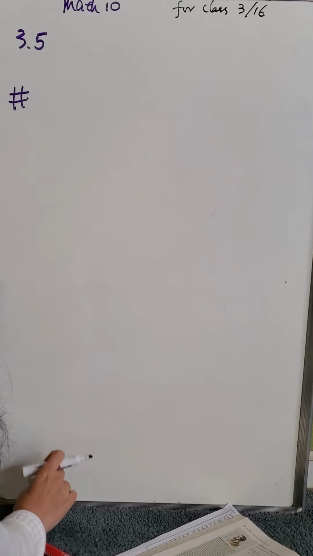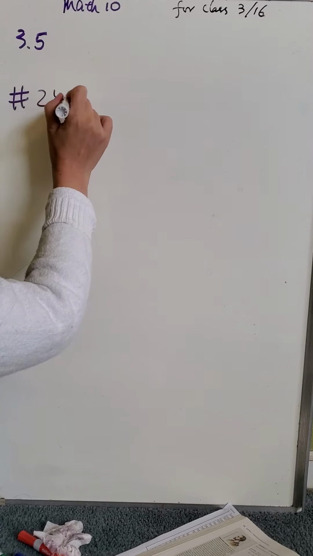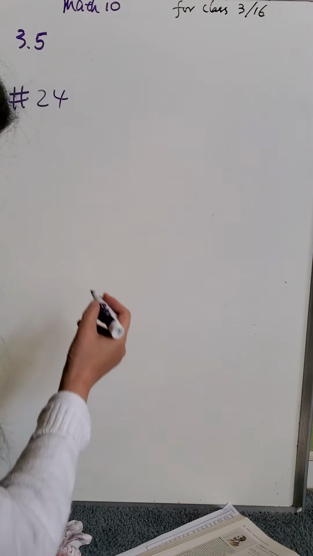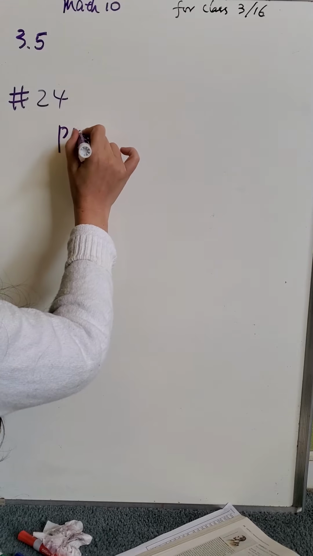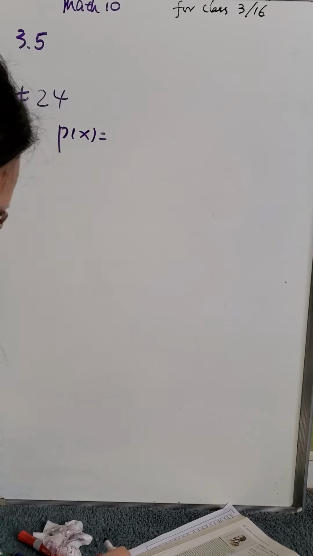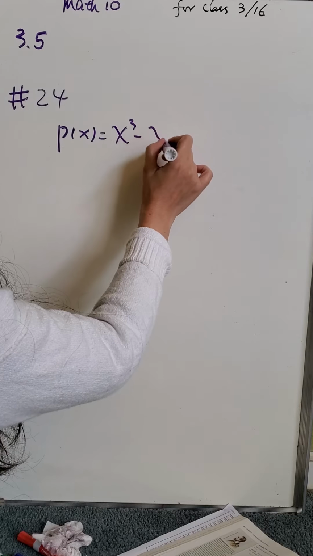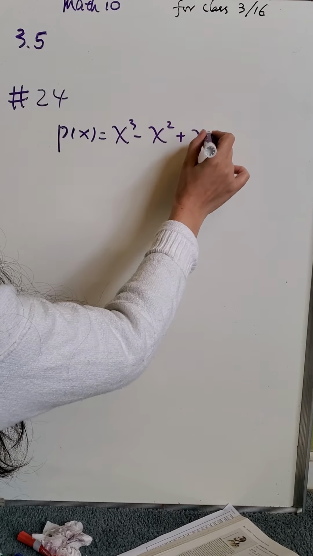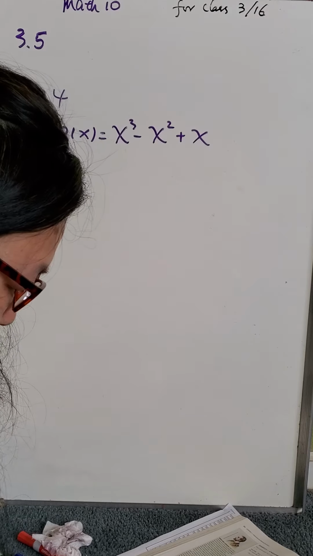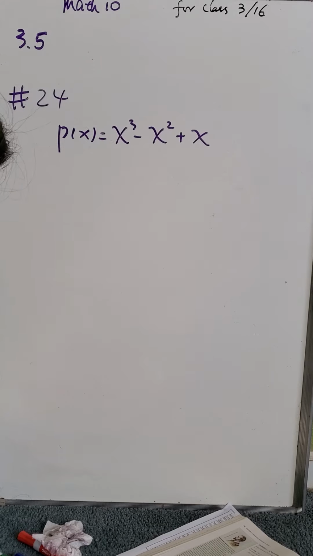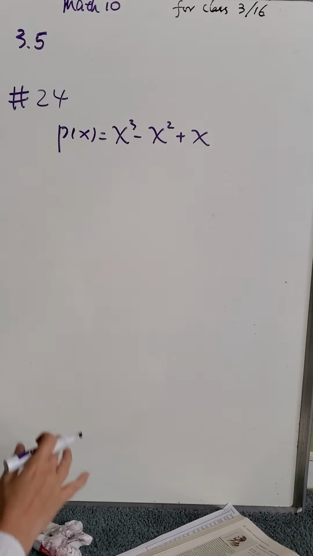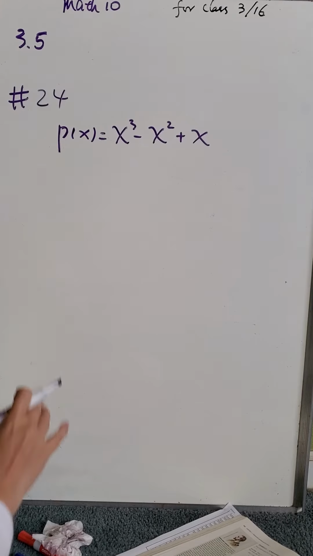Okay, point number 24. We are given P of x equal to x cubed minus x squared plus x. They want to factor completely and find all the zeros, just like how we did in the first problem, except they want to factor first and find the zeros.